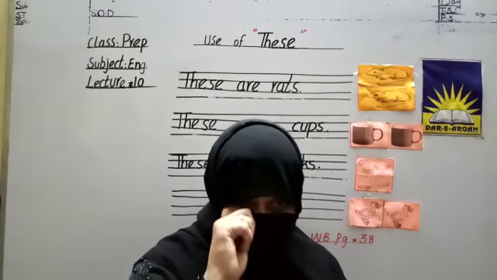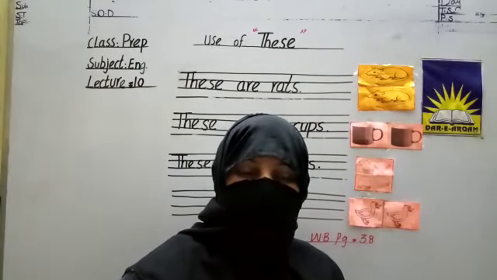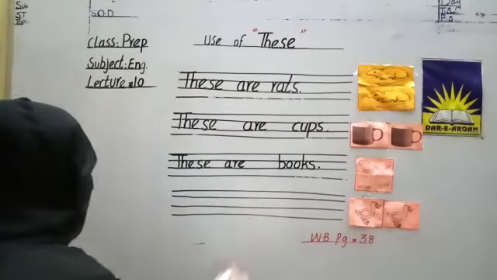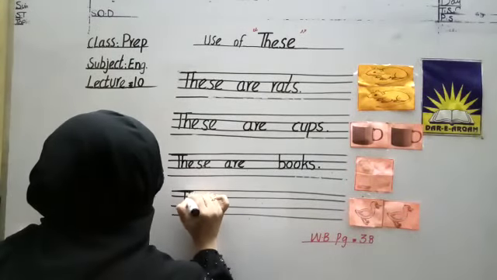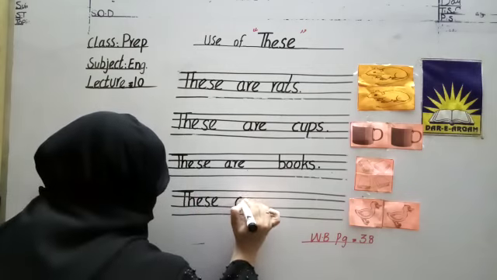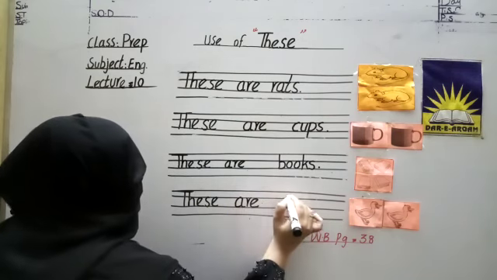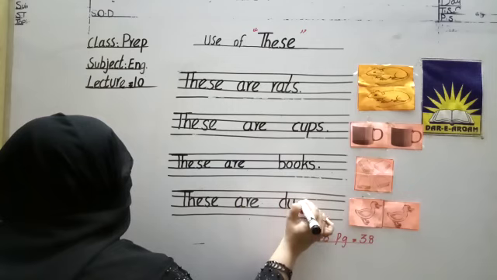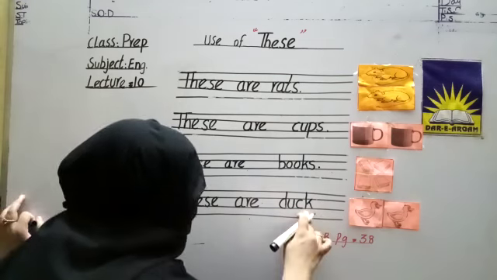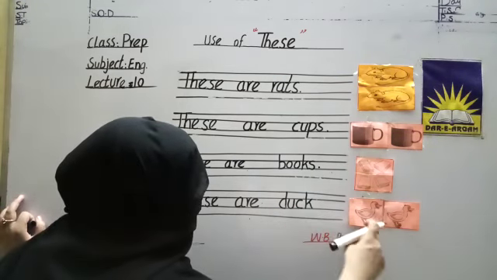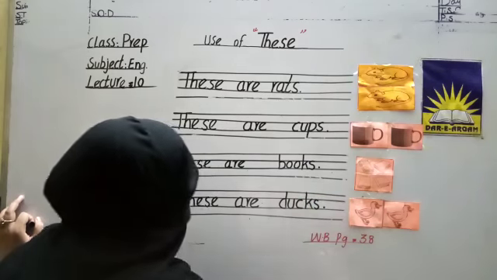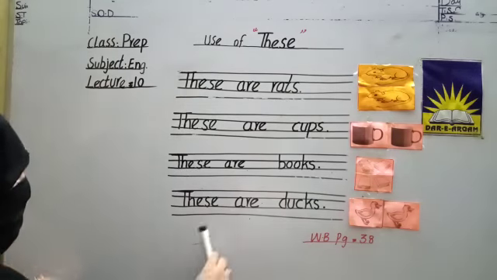Where we use these? We use these for the objects that are more than one and they are near to us. Clear, students? Okay. These are duck. Is it right? No, because there are 2 ducks, so we write here S for plural. Clear, students? These are ducks.